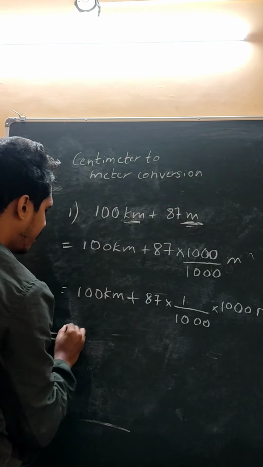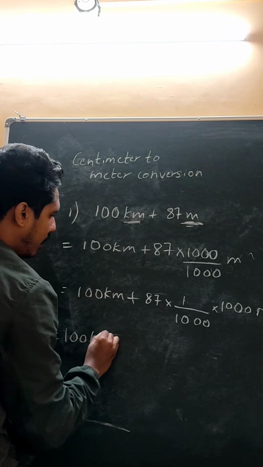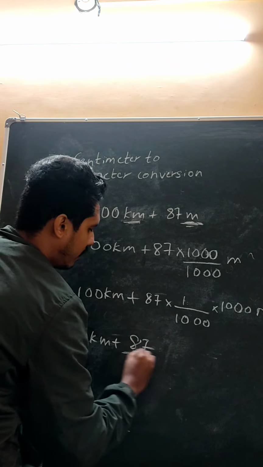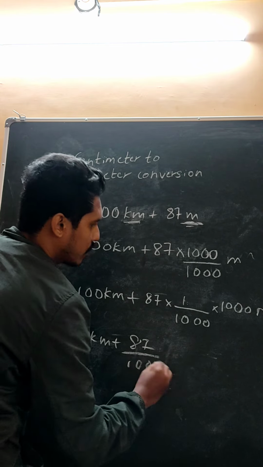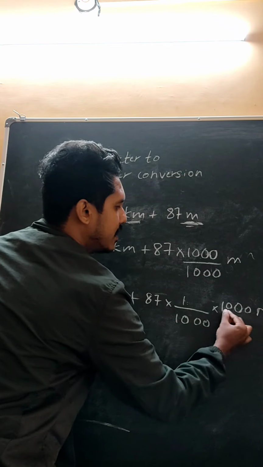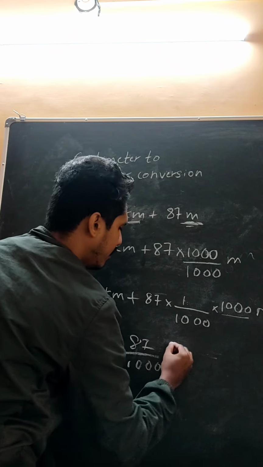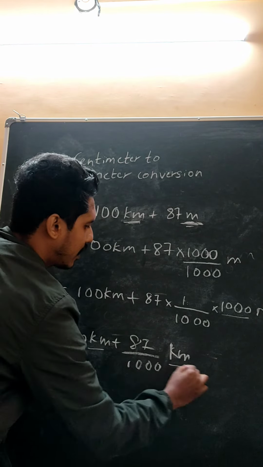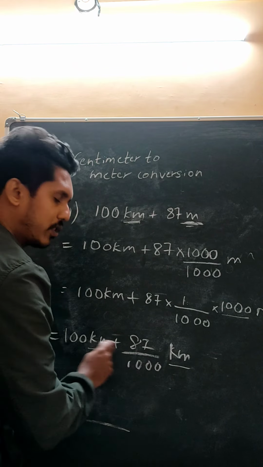Okay, what is the next step? 100 kilometer plus 87 ones are 87 divided by 1000. 1000 meter means kilometer. 1000 means kilo, right? We got the unit in kilo. See here, kilometer. Now we can add these both, right?